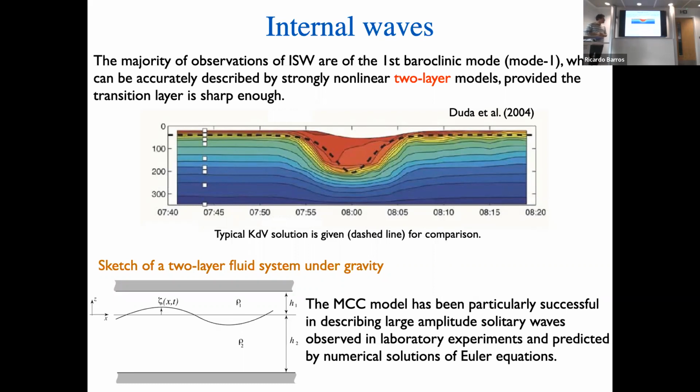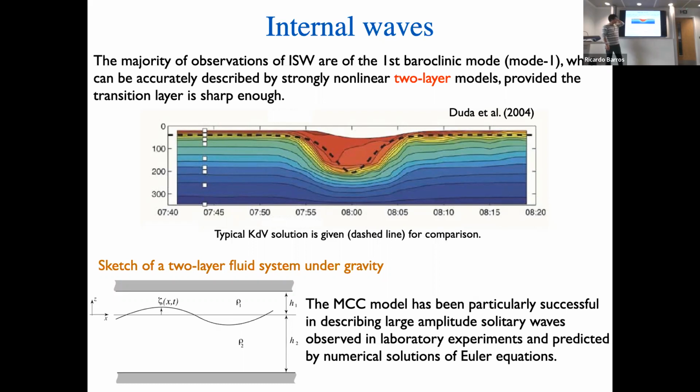It can be effectively described by a strongly nonlinear two-layer model, provided that the transition layer is sharp enough. What you have here, for example, is a transition between a colder layer of water over a much warmer one. This yellow line is what we would call the thermal line, separating the two bodies of water. And clearly, you see a very broadened feature, much more broadened than the typical square profile of the KdV, which is there in dashed line.